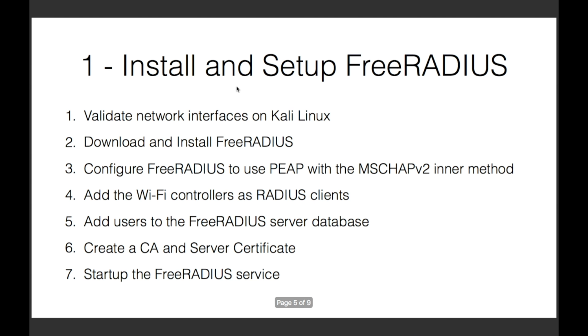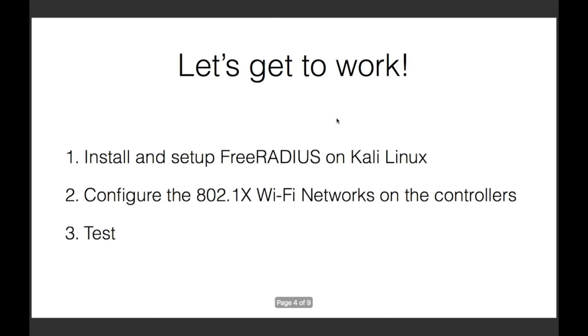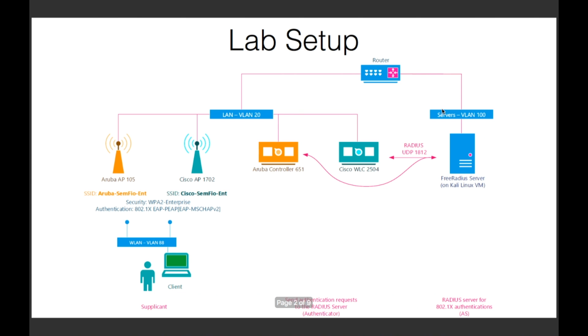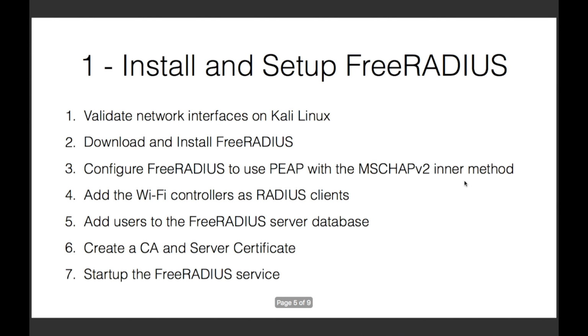So for the first step, we're going to start by validating the network interface on the Kali Linux. So if we recall correctly, we have the Kali Linux server on the VLAN 100, so we're going to make sure we have connectivity back to the router, and we're going to make sure we have connectivity back to both controllers since they're going to be communicating together. After that, we're going to download and install the FreeRADIUS server onto the Kali Linux.